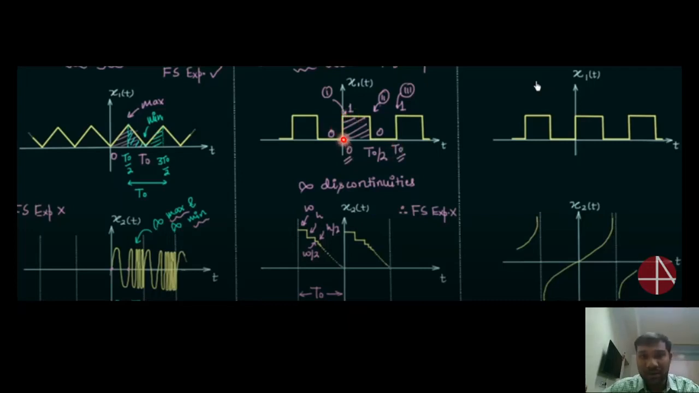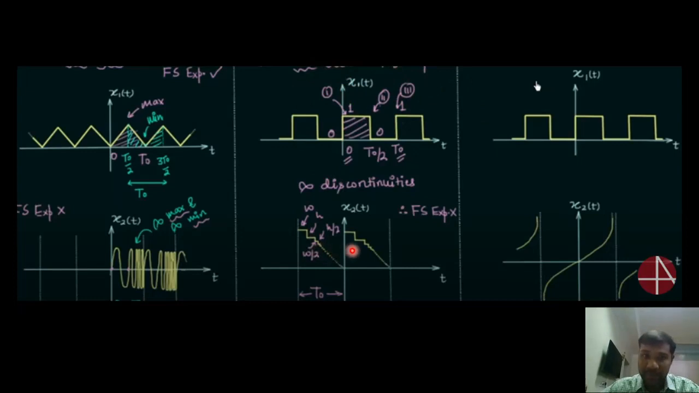The first discontinuity occurs at t equal to 0. The second discontinuity occurs at t equal to t0 by 2. And the third discontinuity is at t equal to t0. Right? Three discontinuities. So three means it is finite.